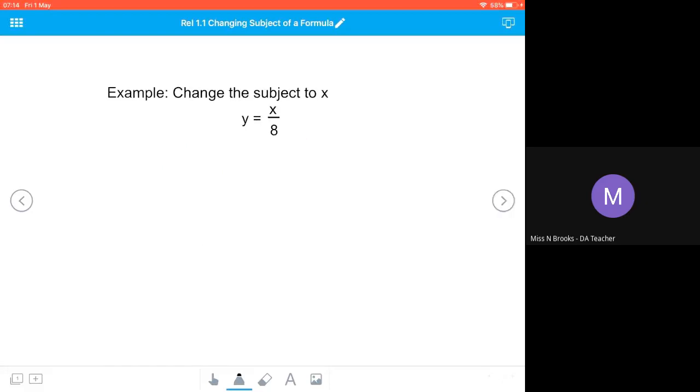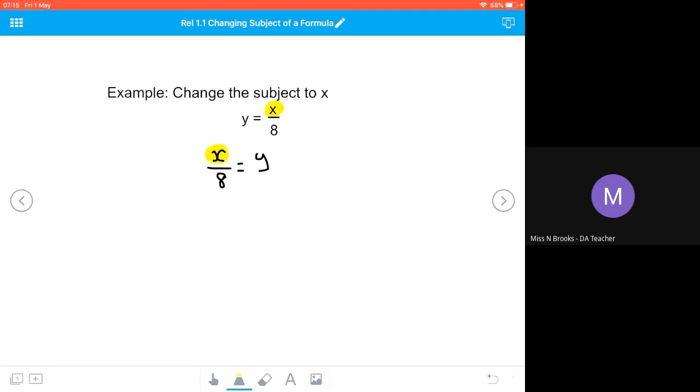And the final example in this video, I'm going to change the subject to x. So this time I've got y equals x over 8. Now, if you remember, the fraction line means divide by. So really what this is saying is I've got y equals x divided by 8. So again, let's rewrite the formula as x over 8 equals y. And highlight that x because that's what I'm changing the subject to.